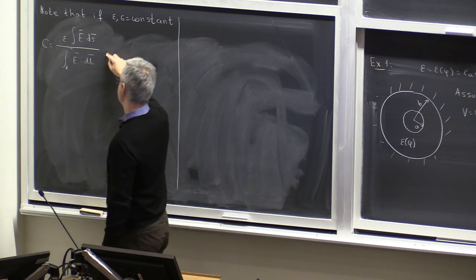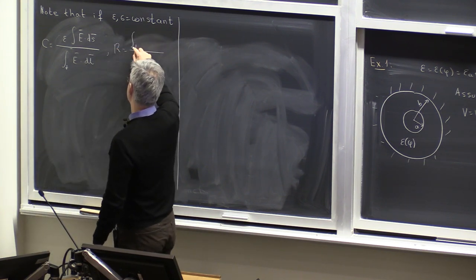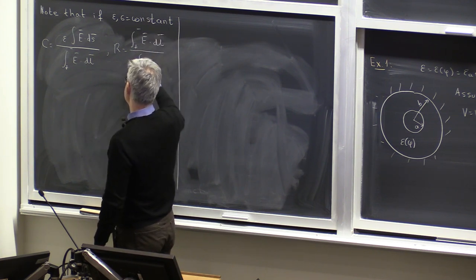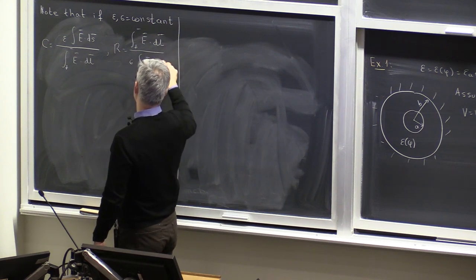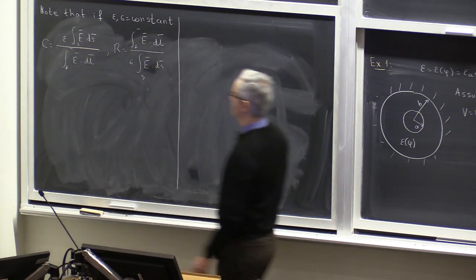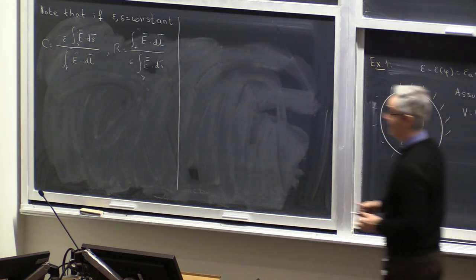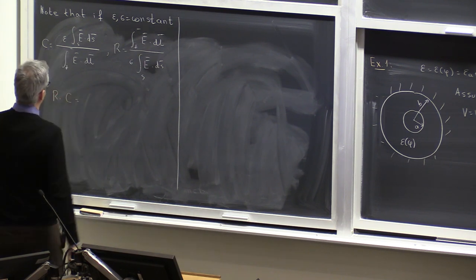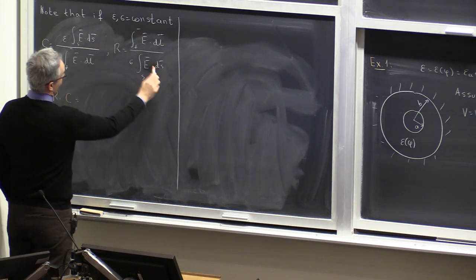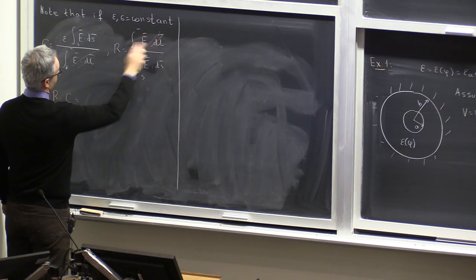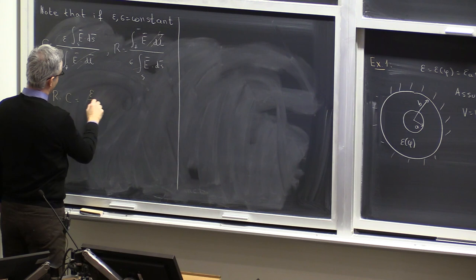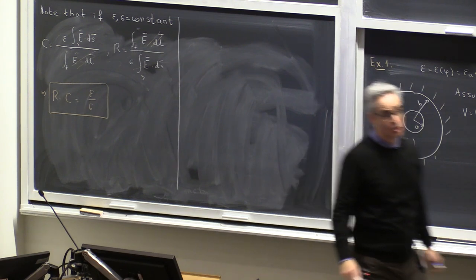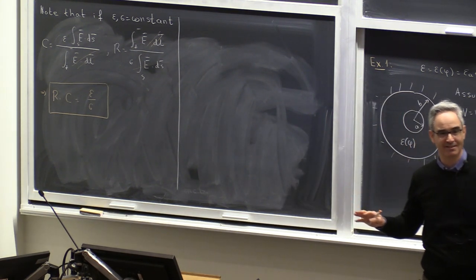The resistance becomes this. And then if you multiply R times C, you find out that these two integrals cancel. And then you have epsilon divided by sigma as this product. So anybody has seen this RC product before?